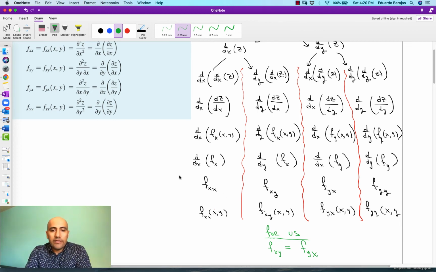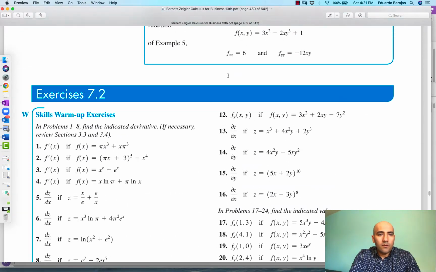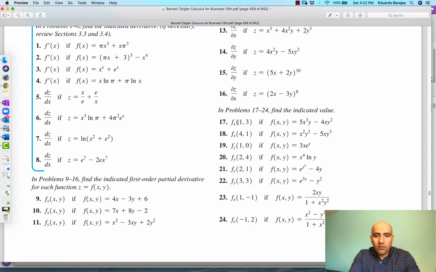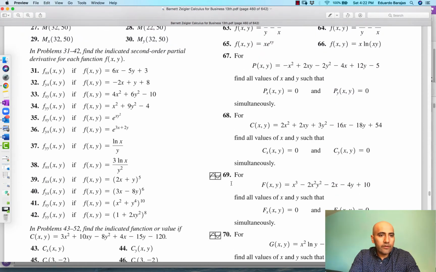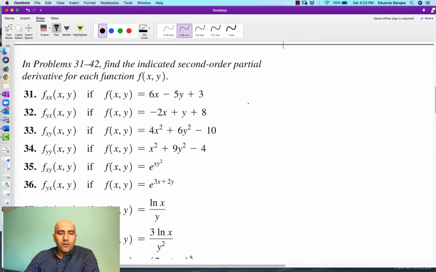Good. Okay, so let's do one of these. Okay, so here are the exercises for 7.2. Let's see, all of these are asking for the first order partial derivative. Squeezing on over here, here we go. Here we have second order partial derivatives. So for instance, let's do a couple of these. Okay, let's take a look at, say, number 32. It says find the indicated second order partial derivatives for each function. Okay, so number 32, for instance.